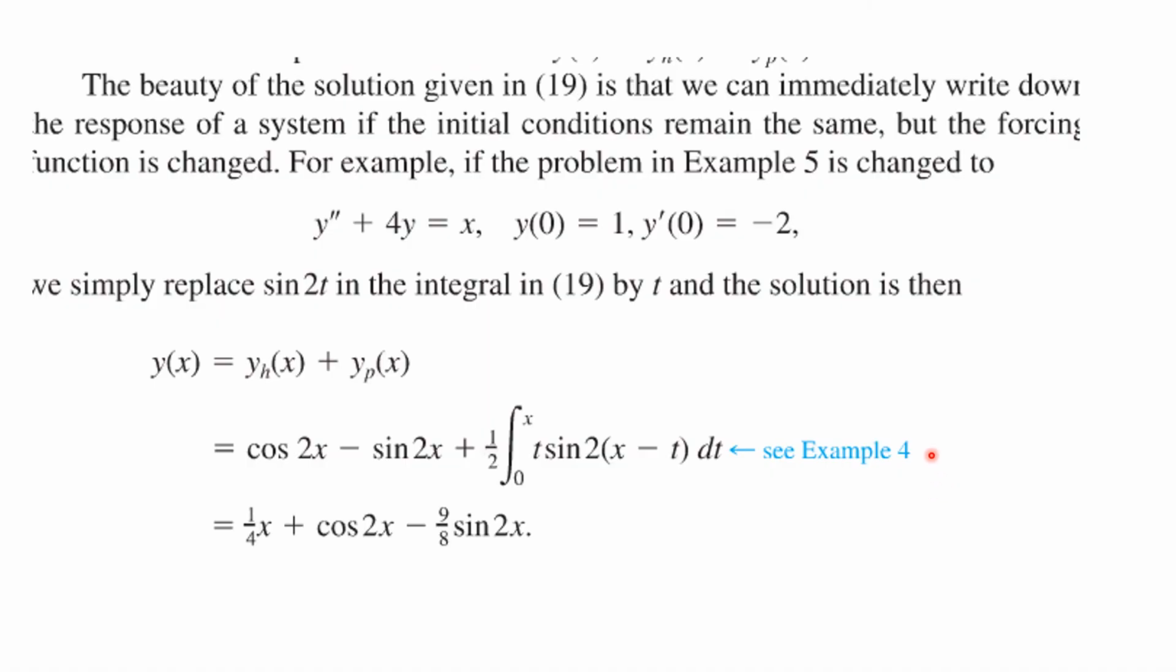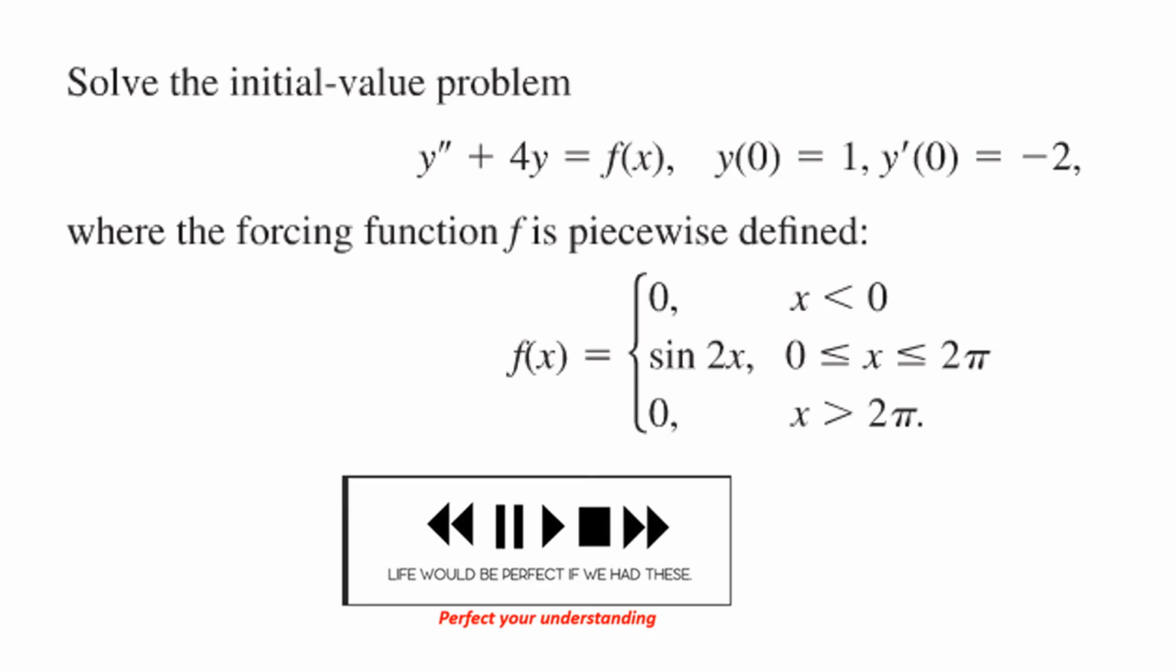Now the beauty of this is that we can immediately write down the response of a system if the initial conditions remain the same, but the forcing function is changed. And we've seen that here. And in fact, if we change the problem to be this with a different initial condition, this could be the solution that we end up with. And again, this is another one for you to practice.